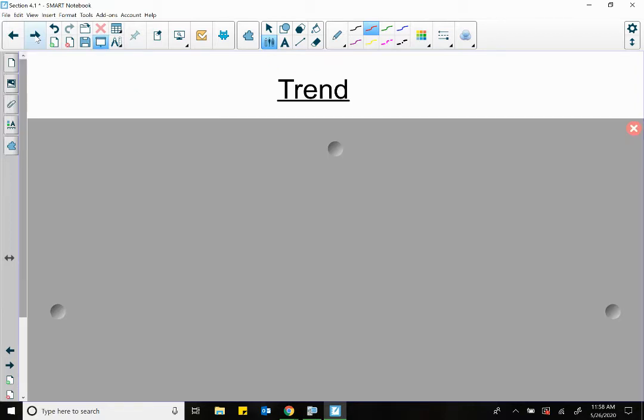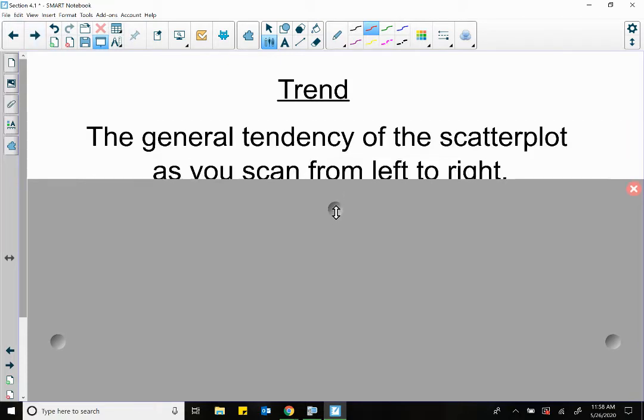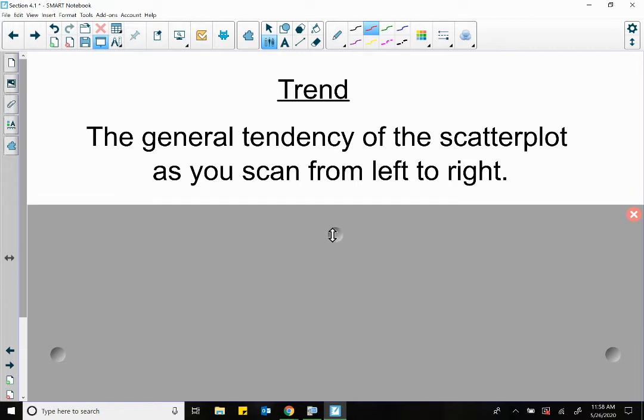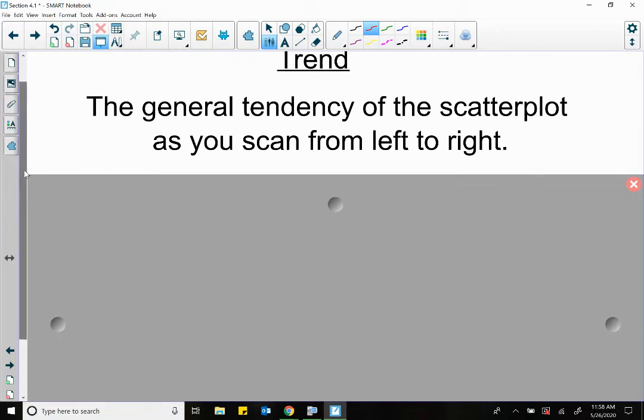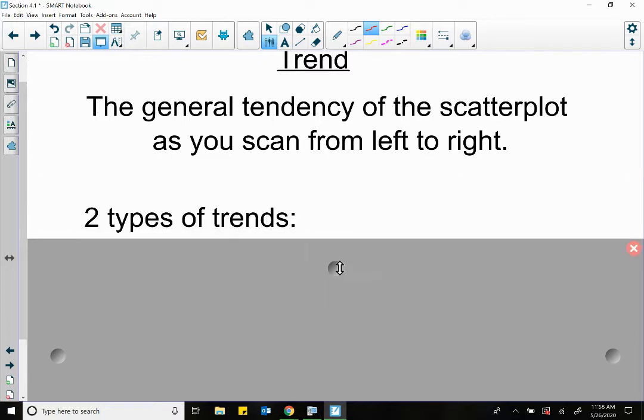So the first thing is trend. What we're looking at is, well, basically, let me give you the definition. A trend is the general tendency of the scatter plot as you scan from left to right. And what we're talking about in tendency is, are the dots going up, so are they increasing from left to right, or are the dots going down, decreasing from left to right? Okay? So really there are two trends that we talk about.